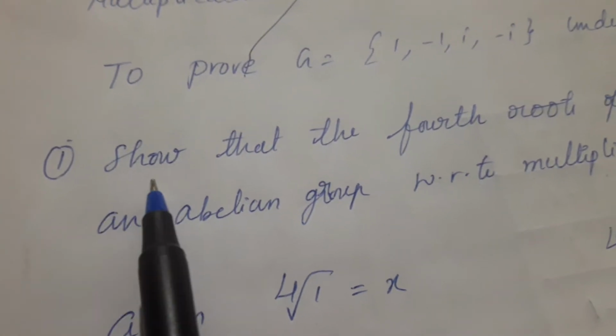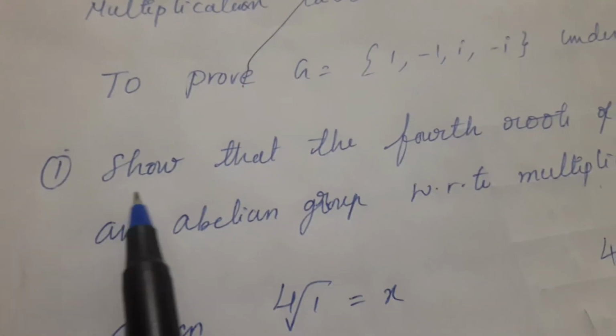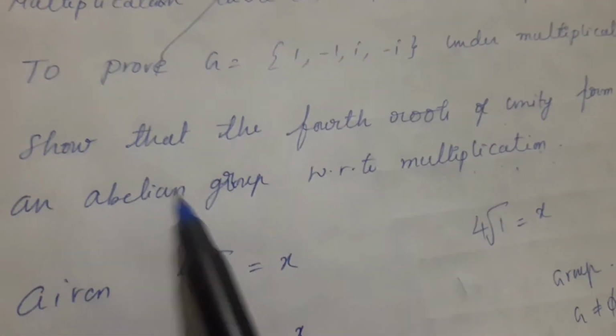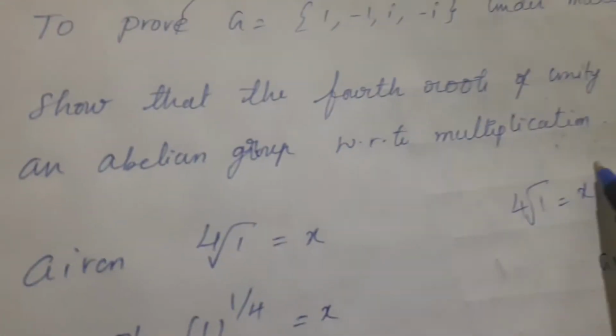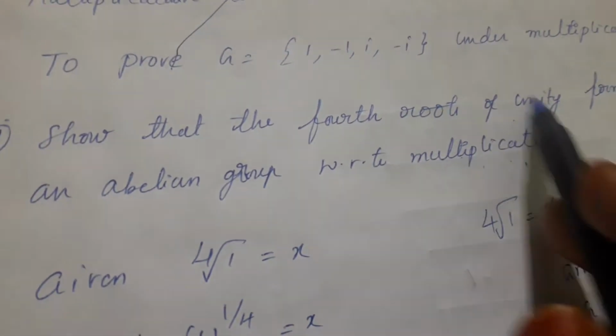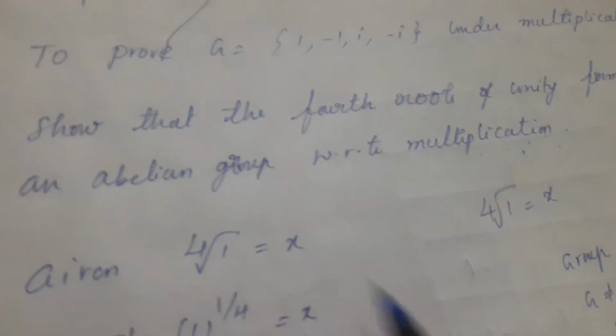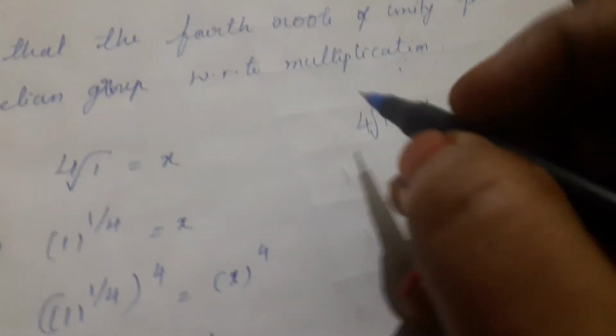Now coming to the problem. What is the problem here? Show that the fourth roots of unity form an abelian group with respect to multiplication. Let us consider here the fourth roots of unity. What is the fourth roots of unity here?